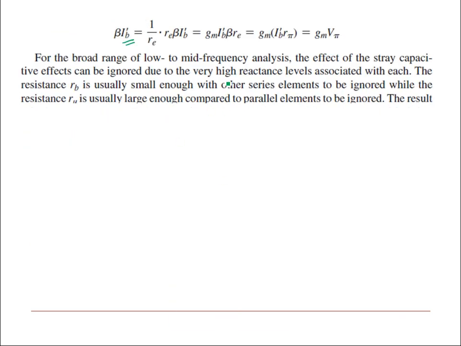So here you see beta Ib dash, you divide and multiply by re, you get 1 by re into re beta Ib dash, and 1 by re you are writing as gm, and Ib dash into beta re. So Ib dash beta re is nothing but r pi. So you get an expression Ib dash r pi into gm. What is Ib dash? Ib dash is the current through r pi, and v pi is the voltage across r pi. So you get this beta Ib dash in terms of gm v pi.